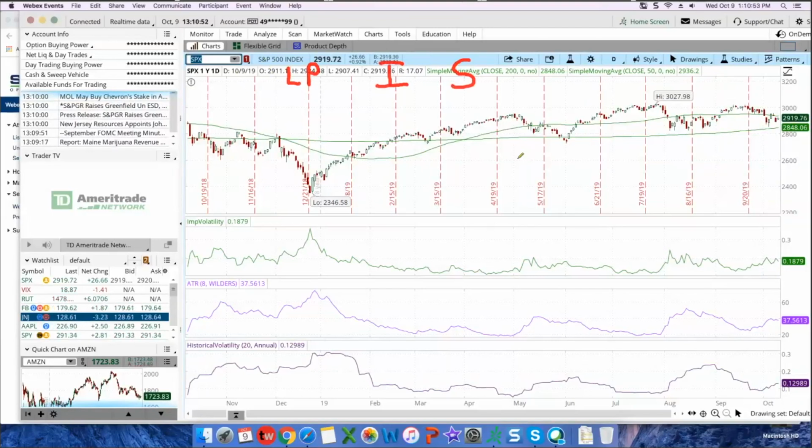And again, this is a 1-year price chart. This is a 50-day moving average. This is a 200-day moving average. This is a 50-day moving average, this green line.